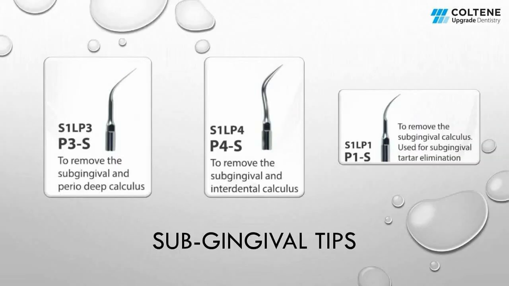There are three types of subgingival tips. Now, if you can see the tips, you can recall that slim perio tips were one of the categories which were used to excavate subgingival calculus and other stuff as such. So you can see that there are three tips available: P3S, P4S, and P1S, which can be used in the subgingival area to remove calculus or plaque or anything as such.